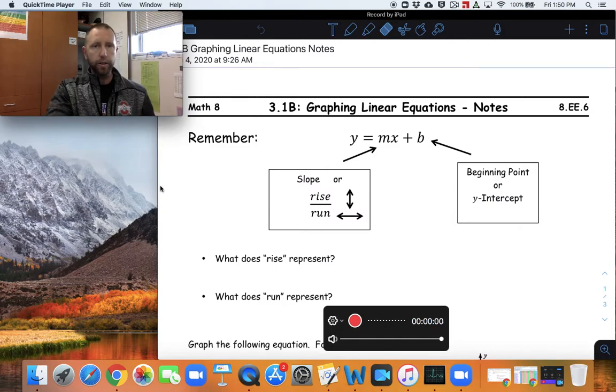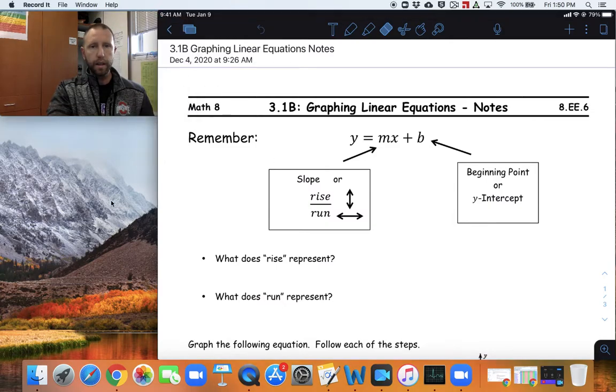All right, guys, we're going to do, there we go, 3.1b notes section here in your packet. So we're still using everything that we've learned about slope and y-intercept, right? Slope and the beginning point.